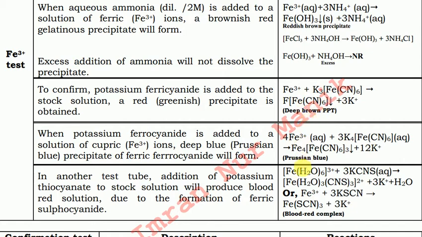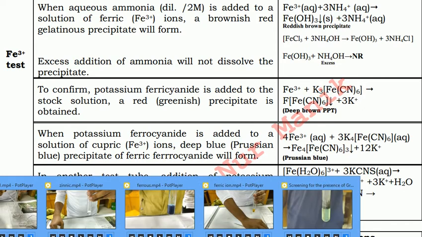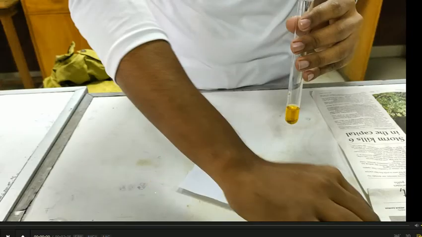Okay, and then finally we have to take another sample solution and add potassium thiocyanate. This addition of potassium thiocyanate will produce a blood red complex due to the formation of ferric sulfocyanide. Now let's have a look at how the presence of ferric ion is confirmed in the laboratory.